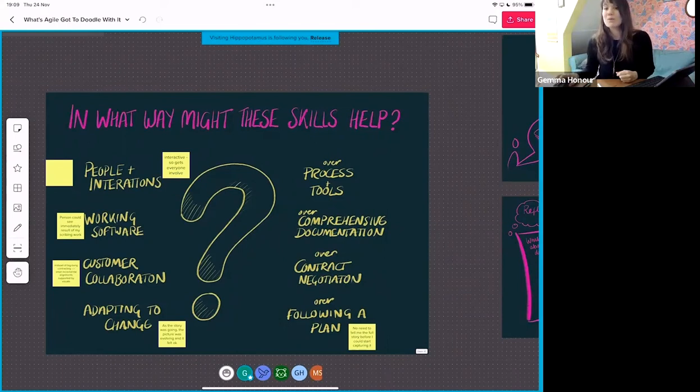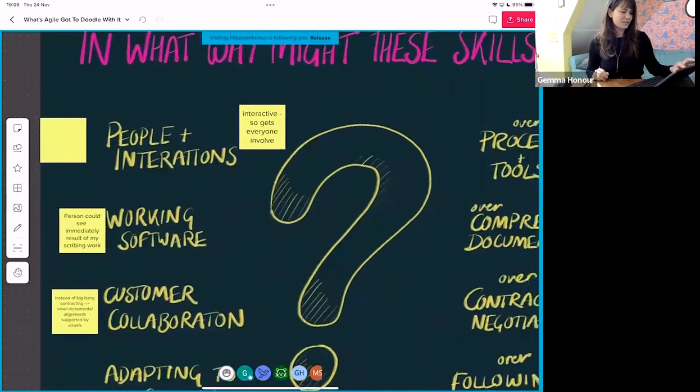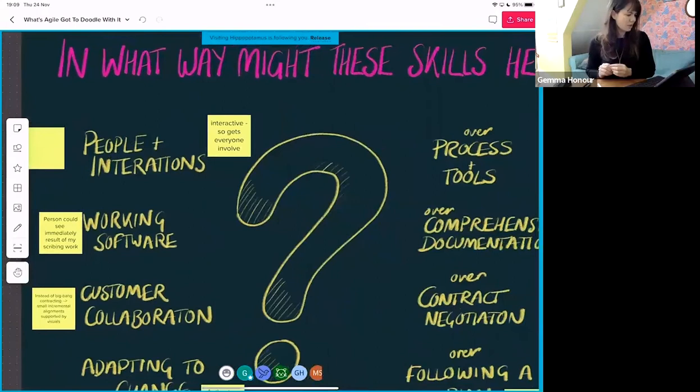Lovely. And visuals can overcome cultural barriers. Yeah, absolutely, which I think helps us get closer to that customer collaboration. Working software over comprehensive documentation. We've got a note: person could see immediately the result of my scribing work. Did anyone want to talk more to that one?